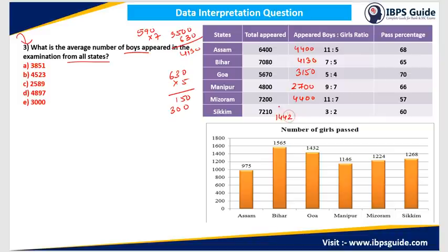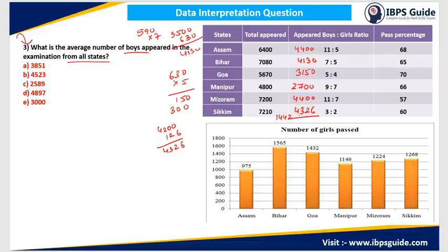1442. So if 1 part is 1442, 3 part will be what? This is 1400, 1400 multiplied by 3 is what? 4200. Plus 42 multiplied by 3, so that will be what? 126. So my answer will be what? 4326. Okay, so this is 4326.